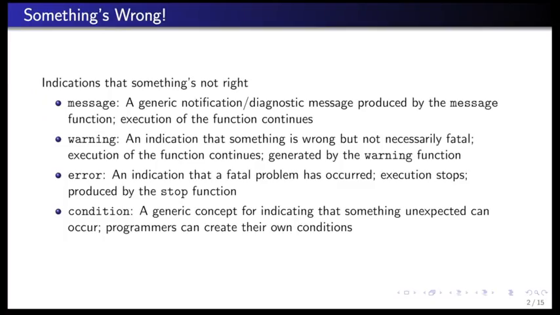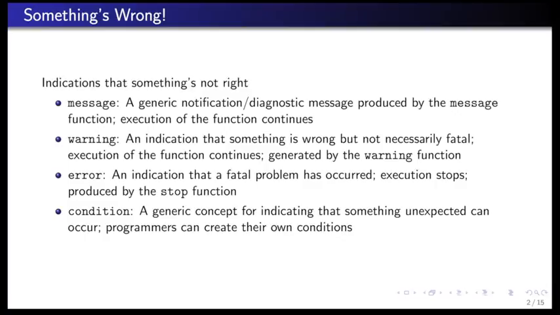So how do you know that there's a problem? There are a couple of indications that R will produce that will give you the sense that there's something going on. And this is roughly the gradient. I think I mentioned this before, but basically there are three main types of indications. The first is a message, and a message is a very tame notification. It could be a diagnostic message that something happened, but it could be nothing. And so the message won't stop your function from executing.